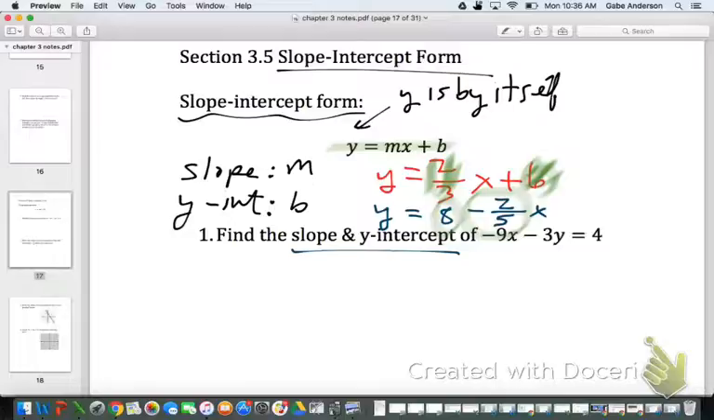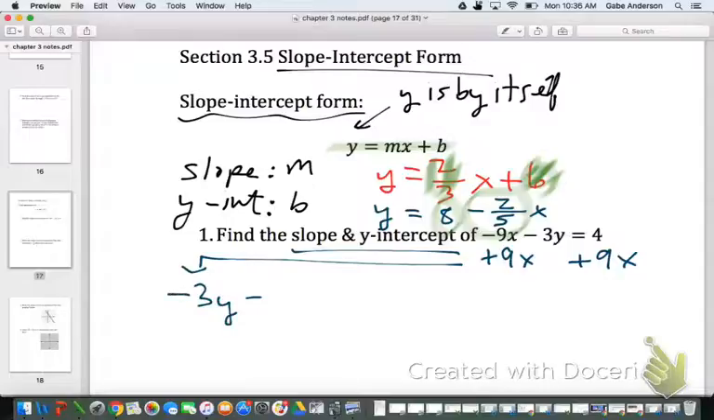Colby, what'd you do? I added 9x to both sides. Okay, so Colby added 9x to both sides. So when you do that, we would end up with negative 3y equals 9x plus 4. Make sense? Yes. Okay, so we're getting there. Christiana, you have the next step? Yeah. So you are going to divide by negative 3 from both sides.